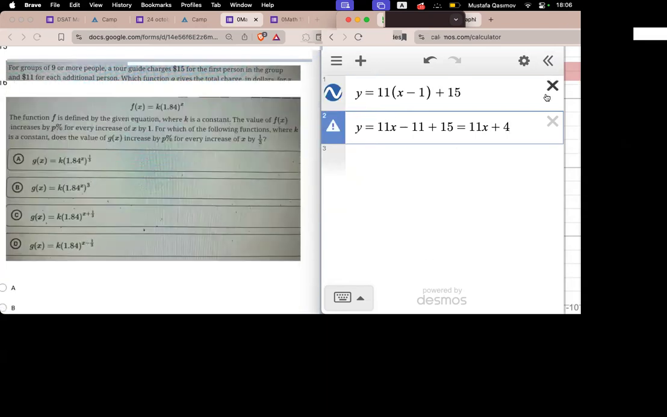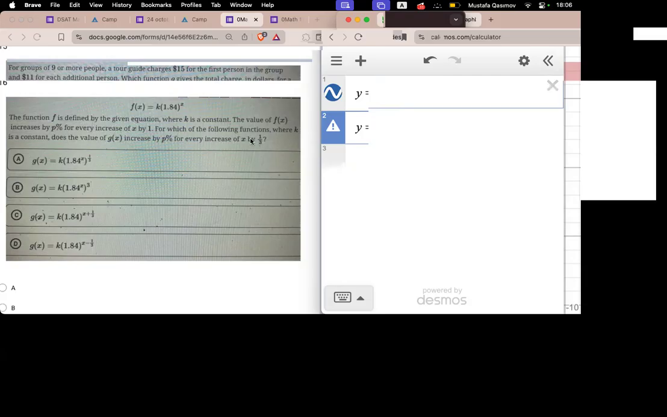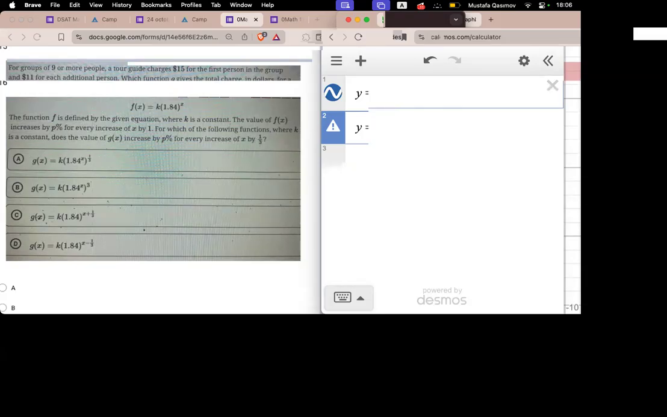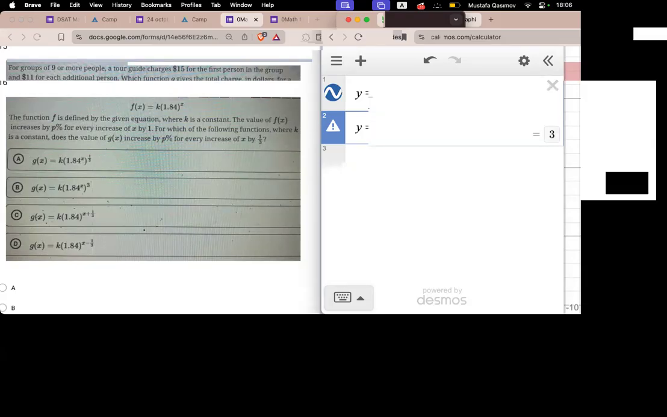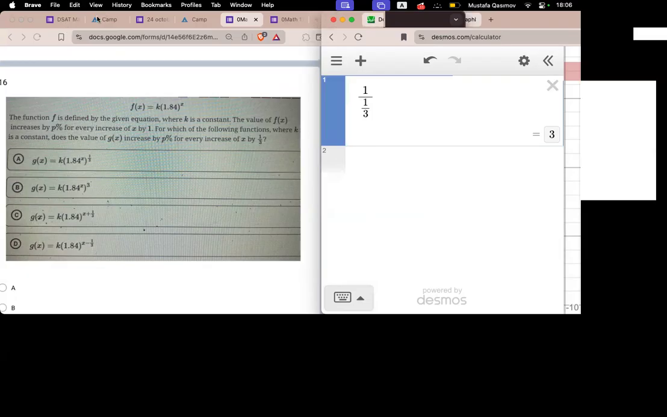16. For 16, we say that when it's say by 1/3, it will be like that. 1/1/3, and the answer will be 3. And it means that it is B, 3x. Answer like that, not correct. This one and this one. It is for every 1/3 increase, and it is for every 3 increase.